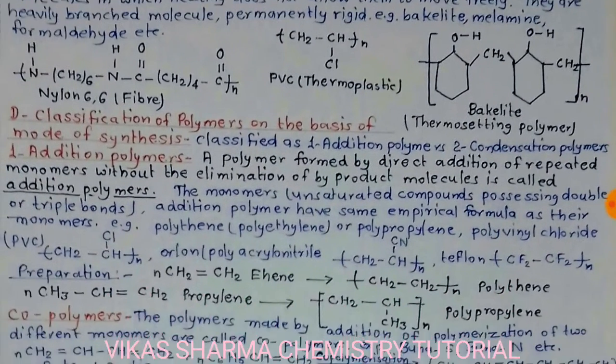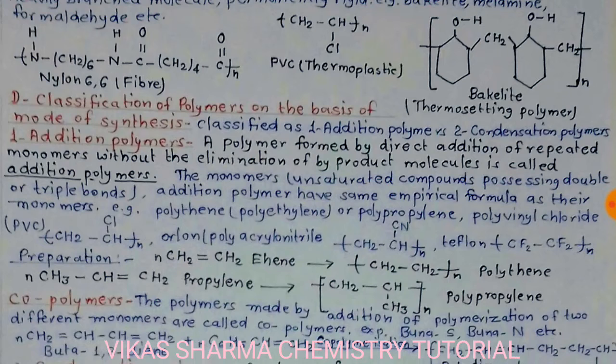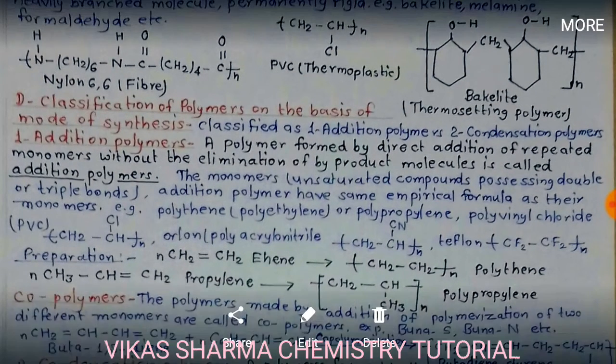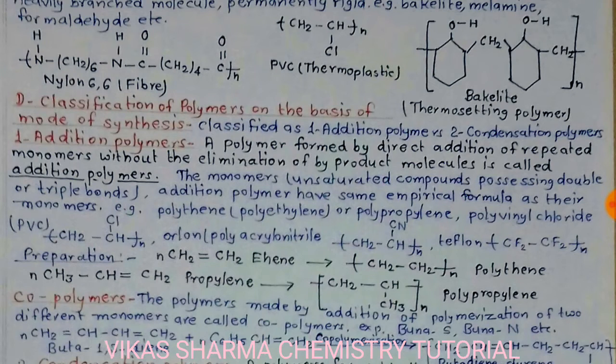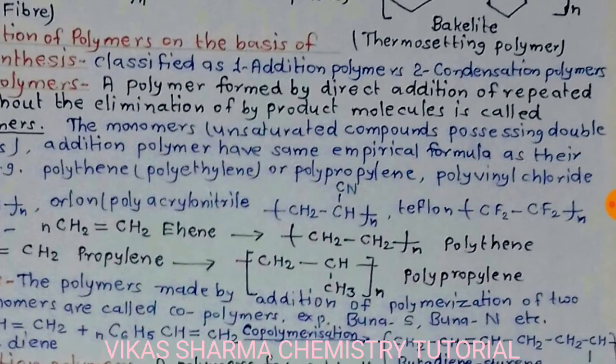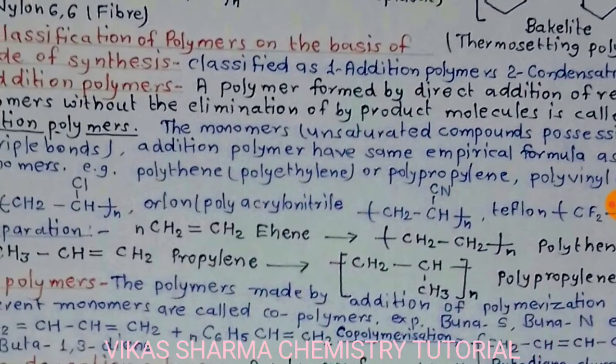Student, the last category is the classification of polymers on the basis of mode of synthesis. The first one is addition polymers. A polymer formed by direct addition of repeated monomers without the elimination of any byproduct molecule is called an addition polymer. The monomers are unsaturated compounds, possessing a double or triple bond. Addition polymers have the same empirical formula as their monomers. Examples: polythene, polypropylene, polyvinyl chloride. Only one bond breaks and they form a long chain. For example, ethene becomes the polymer polyethene.